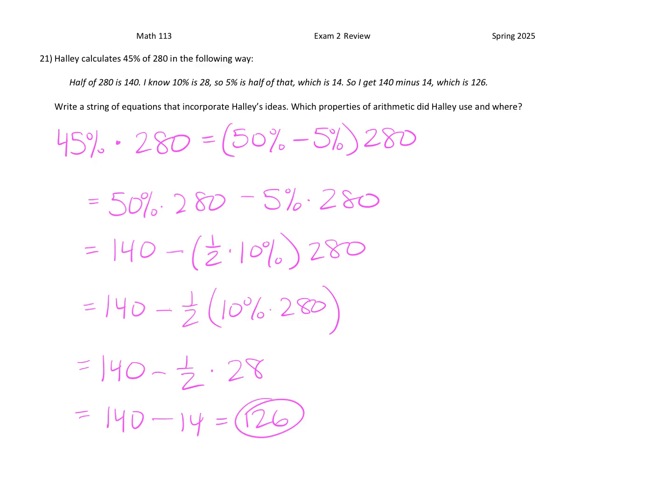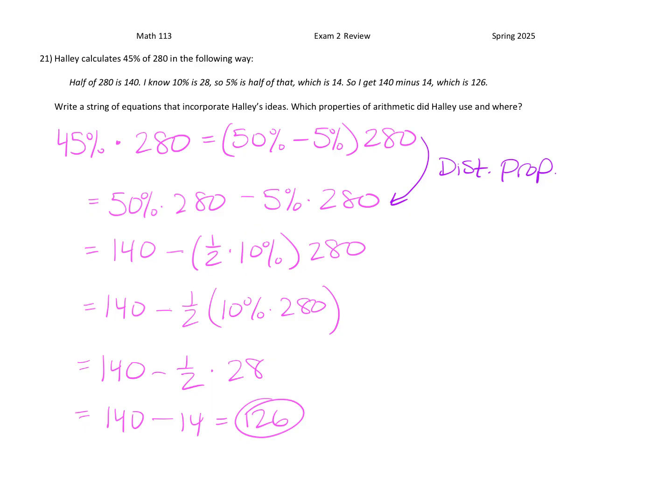Okay, so now I'm going to label what properties I used. So here I was rewriting 45 as 50 minus 5, so no properties of arithmetic yet. But then in my next step, I distributed the 280 to the 50% and the 5%. So from here to here, I used the distributive property. And then in the next step, I'm rewriting 5% as half of 10%, so no properties have been used here.